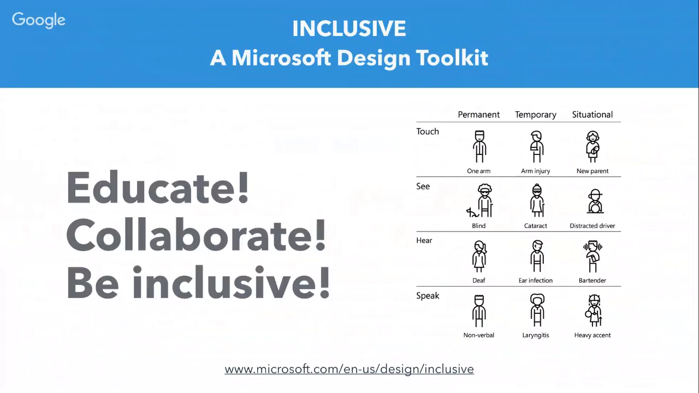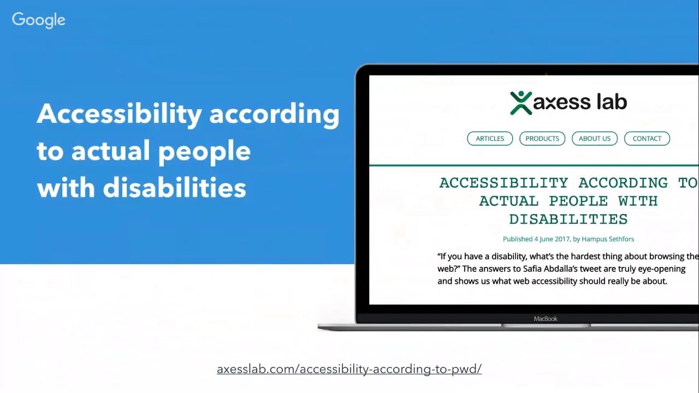Recently, there was a tweet by Zafia Abdallah, and she asked, if you have a disability, what's the hardest thing about browsing the web? This tweet had 1,600 retweets, and people answered, it's the lack of captioning, color problems, and too small touch targets. And the last thing a lot of people mentioned were distracting animations.